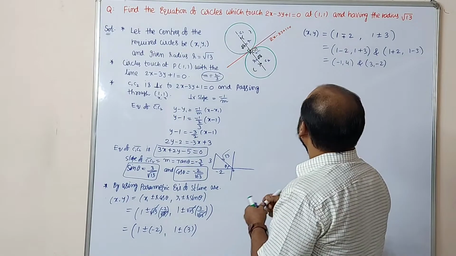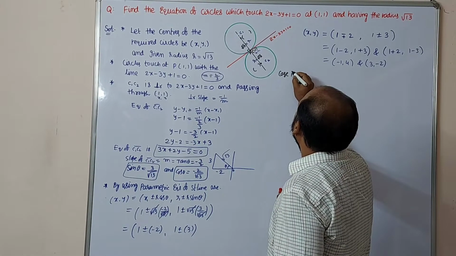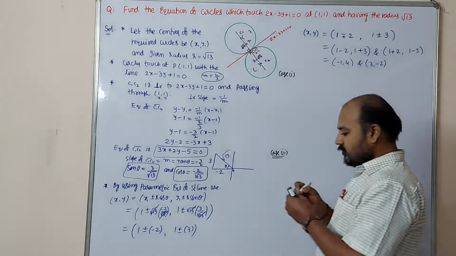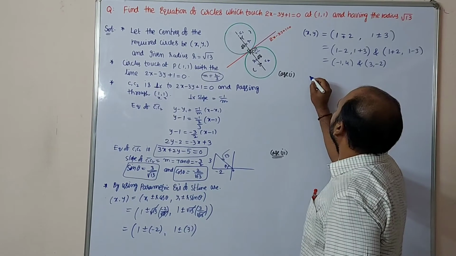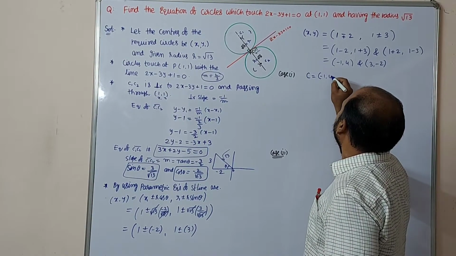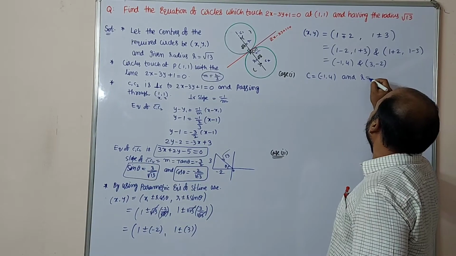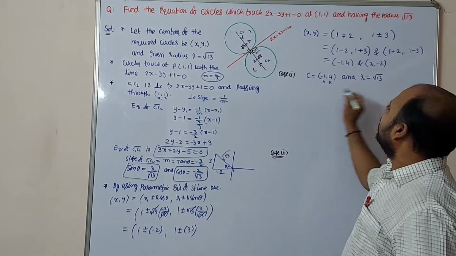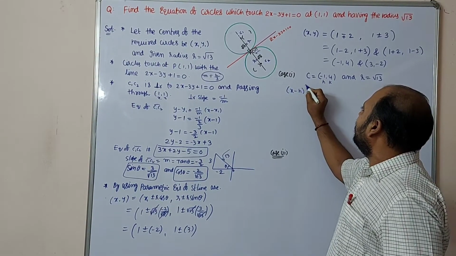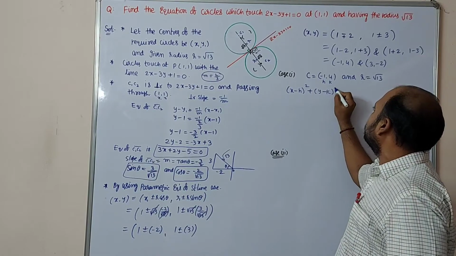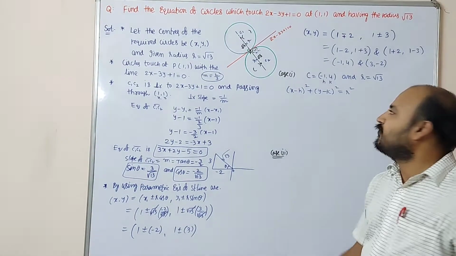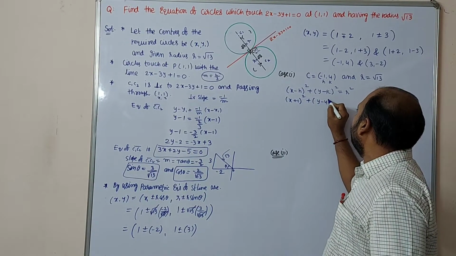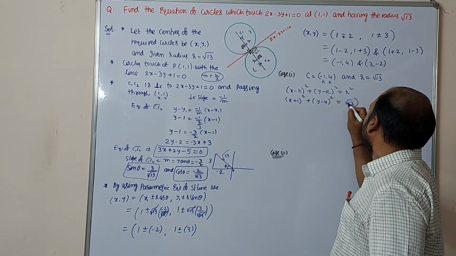So case 1, case 2. The first circle center I am taking here, center C is equal to minus 1 comma 4, and radius is given already, root 13. We know that the equation of a circle with center h comma k and radius r is (x minus h) whole square plus (y minus k) whole square is equal to r square. Am I right? So (x minus of minus 1), that is (x plus 1) whole square, plus (y minus 4) whole square is equal to root 13 whole square.